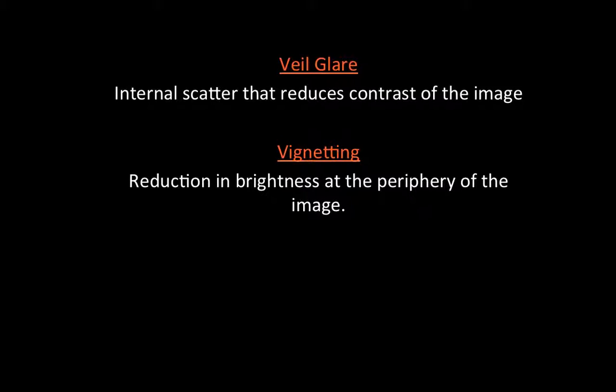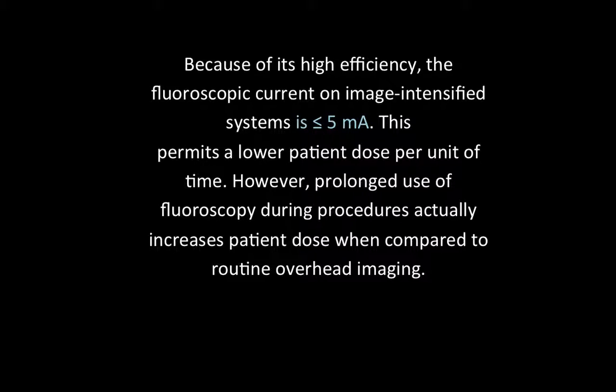Veil glare is the internal scatter that reduces contrast of the image, and vignetting is reduction in brightness at the periphery, which is the sides of the image. Because of its high efficiency, the fluoroscopic current on image intensifier systems is less than or equal to 5 mA. This permits a lower patient dose per unit of time. However, prolonged use of fluoroscopy during procedures may actually increase patient dose compared to routine overhead imaging.